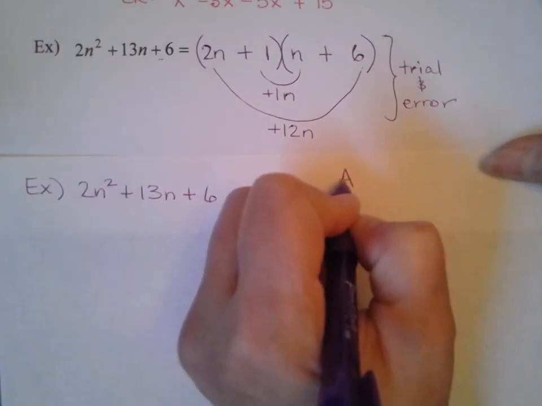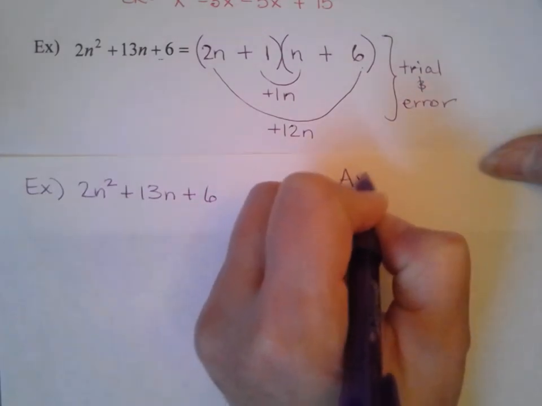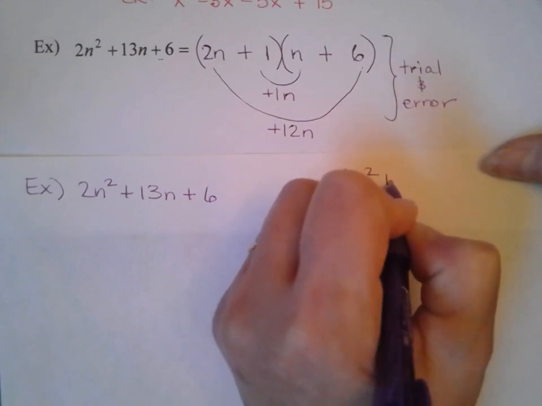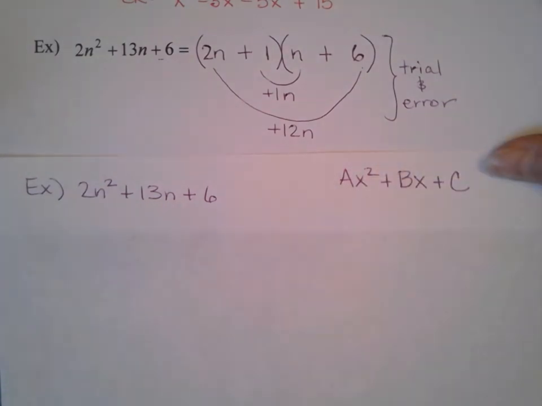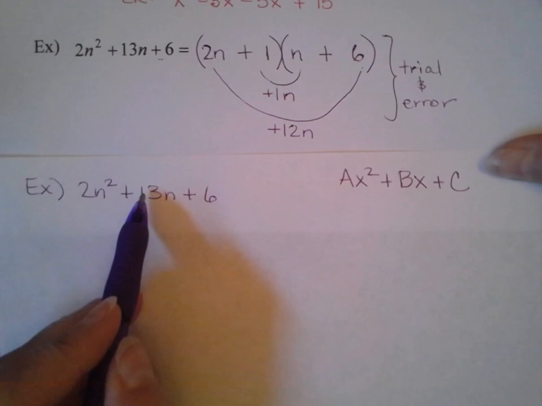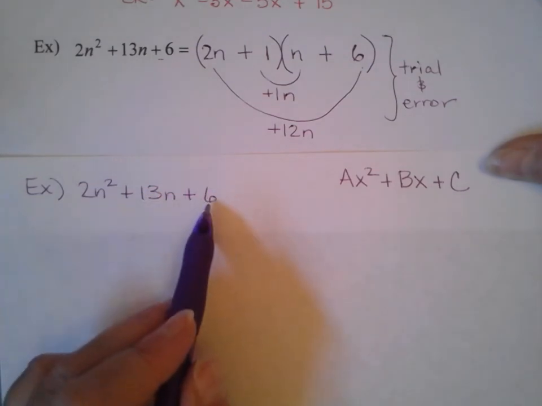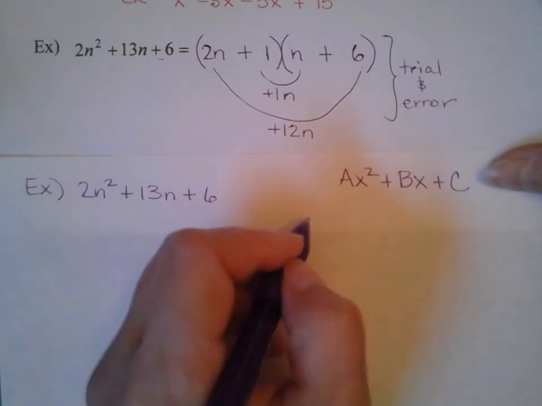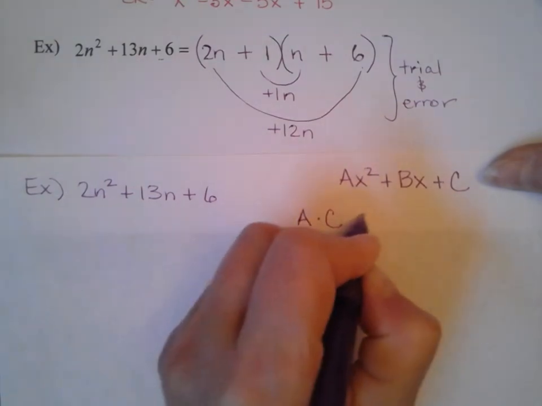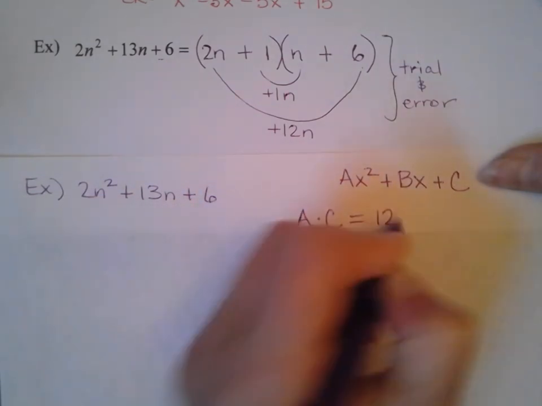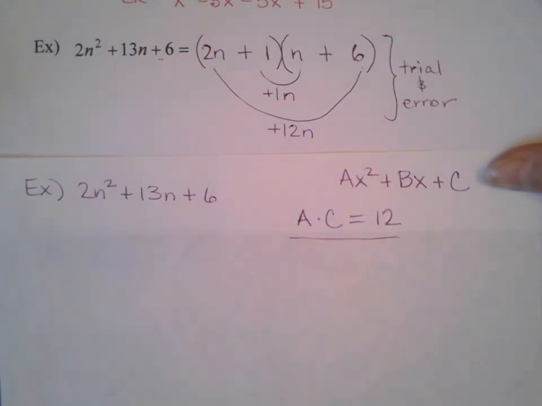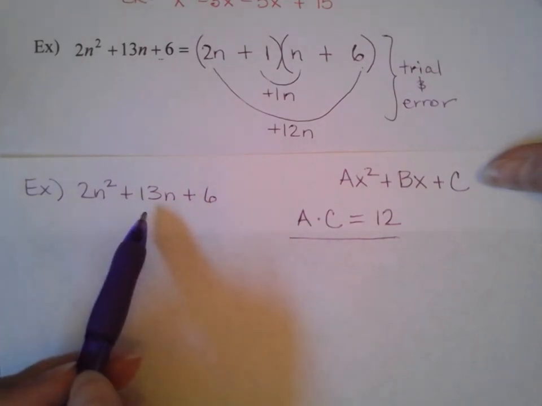The AC method is based on the idea that we have something in this format, ax squared plus bx plus c. So this 2 would be the a, 13 would be the b, and 6 would be the c. So we want to take a times c. For this particular problem, that's 2 times 6, so that would be 12. And the way this method works is we look at all the factors of 12, and we use that to break up this middle term into 2 parts.